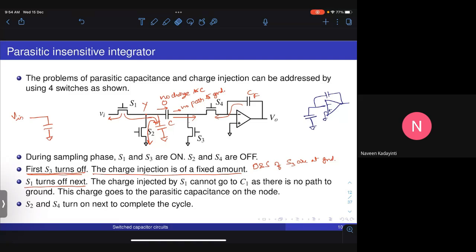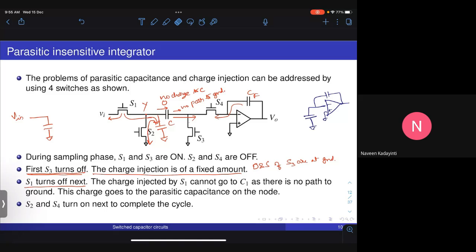Okay, it's clear. So basically, this is a simple way of making an active integrator using R and C without actually using an R, but using switches and capacitors. Okay, any questions here? Simple circuit. I'm sure perhaps you would have come across this earlier. We are just trying to analyze and understand it.